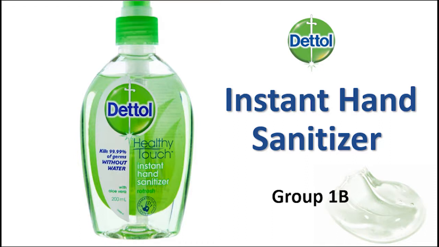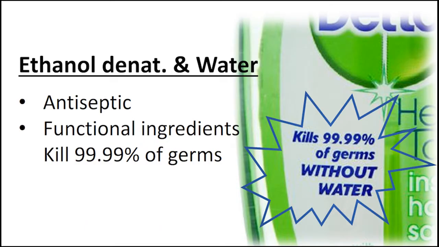The product we are going to talk about in this video is Delft Instant Hand Sanitizer. This product consists of 11 ingredients. They are ethanol denaturation and water, which are the main functional ingredients that kill most germs, and solvents for other ingredients.